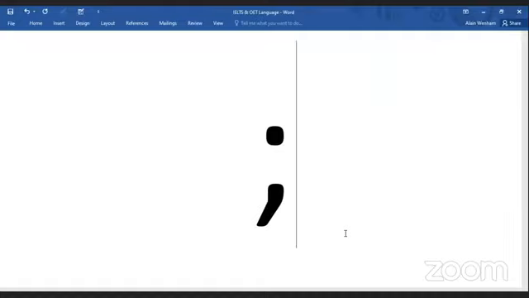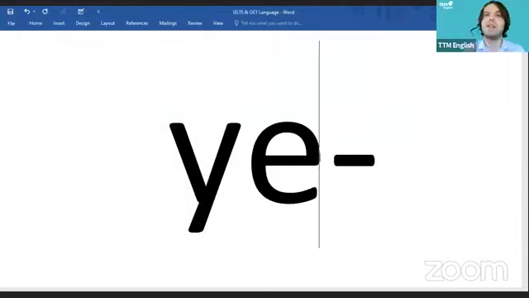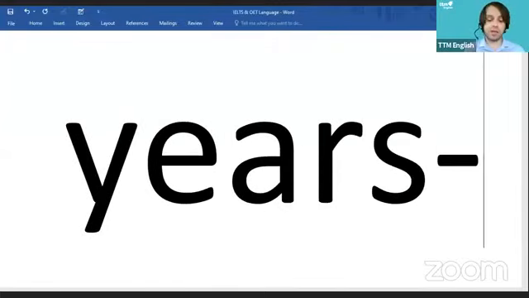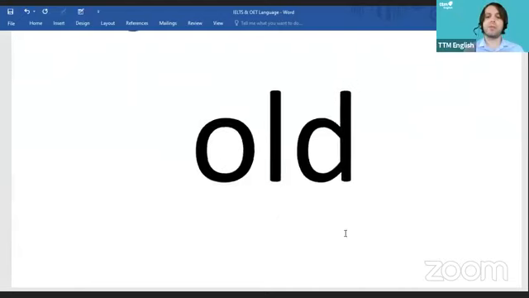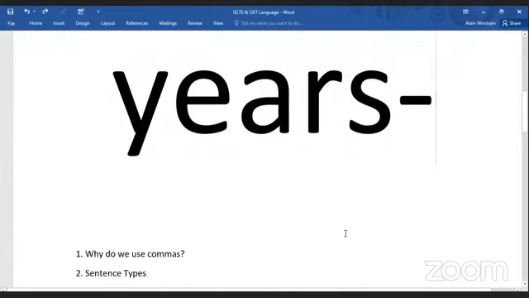Semicolon. Good. What about this? Hyphen. Or if I say a word either side, right? So if you think of a hyphenated word, can anyone think of a hyphenated word? Years old. Sometimes we do years old, don't we? In that case, it's a hyphen. It's connecting two words.